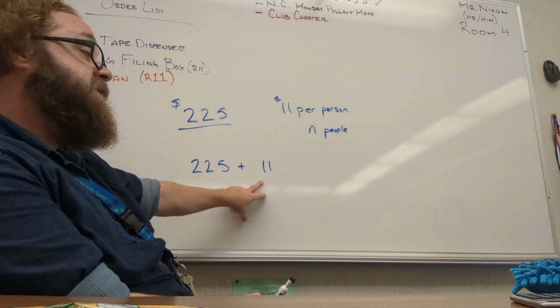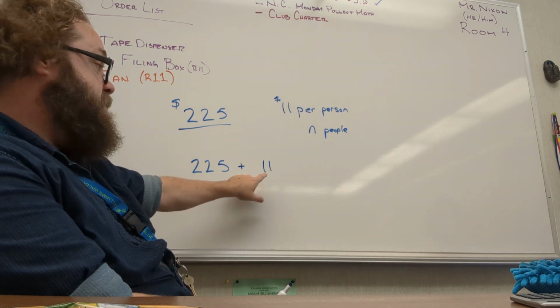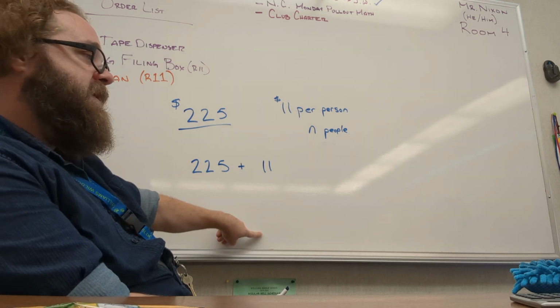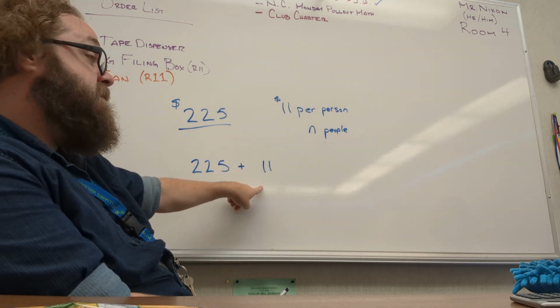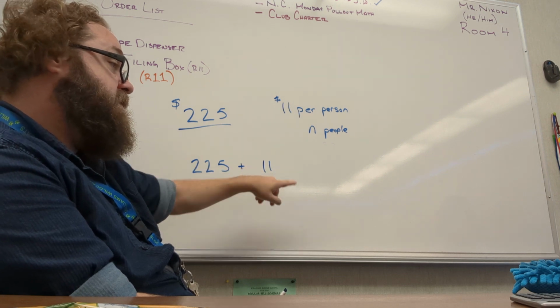So if it's addition and you said 11 and there was 5 people, then it would be 11 plus 11 plus 11 plus 11 plus 11. But that would be a long, hard way to do it. Instead of doing all that, you could just say 11 times how many? How many people?